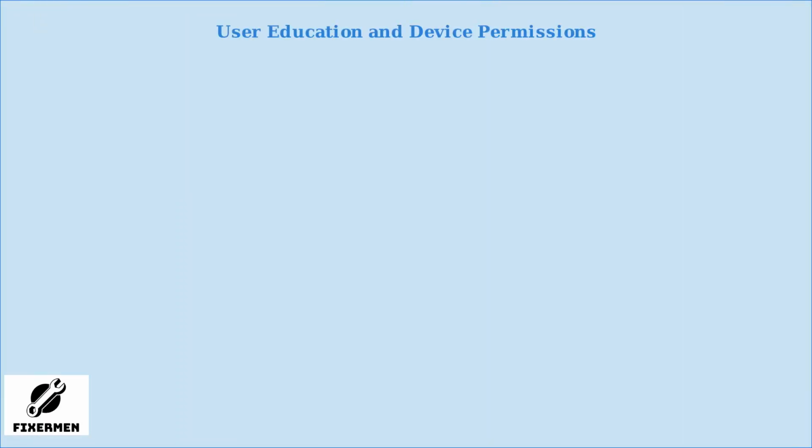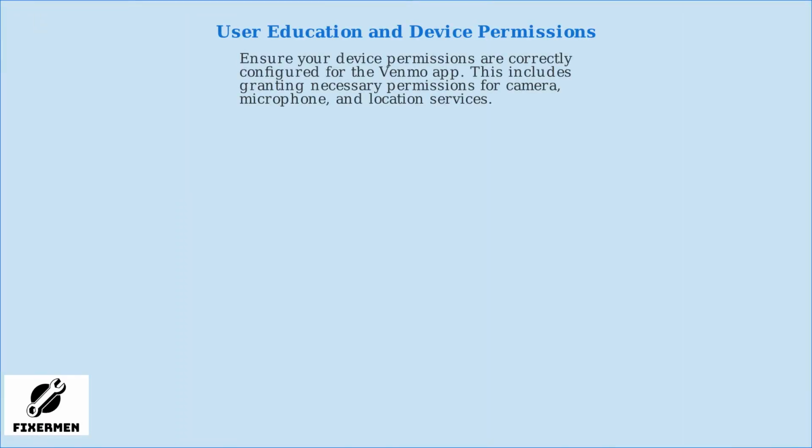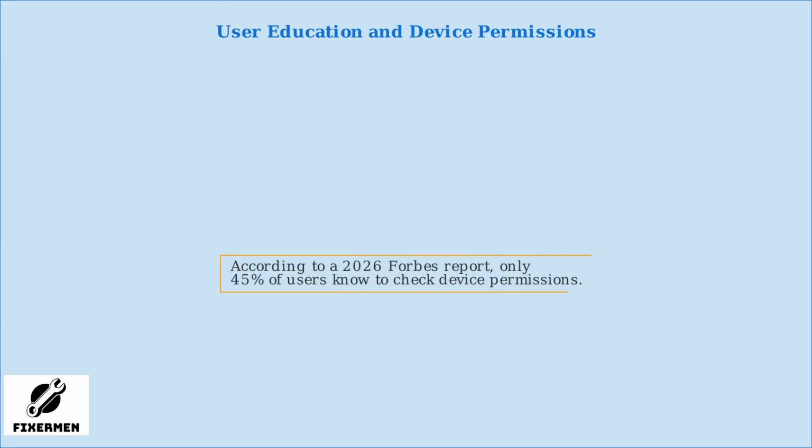Proper device permissions are crucial for Venmo to function correctly. Make sure your camera, microphone, and location services are enabled for the app. The app requires access to your camera for scanning QR codes, microphone for voice notes and payments, and location for security verification. A 2026 Forbes report reveals that only 45% of users are aware they need to check these permissions, so verify yours are set correctly to avoid issues.